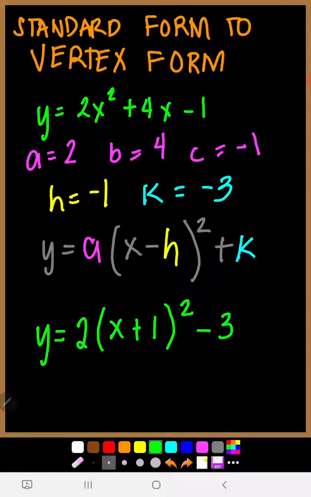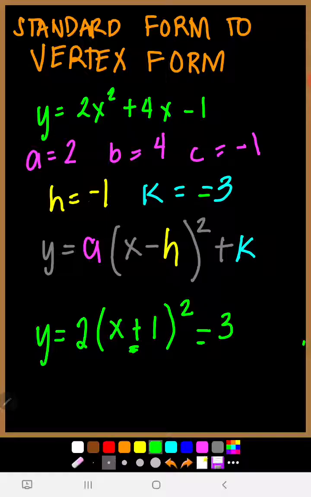So, in short, parang ang papalitan mo ng lagi ng sign. Kapag yung h mo ay negative 1, magiging positive to. Pero kung positive yung h mo, minus yung nandito. Pero yung k, as it is siya. So, kung ano yung sign niya, yun din yung sign niya dito sa vertex form. So, yun na lang para hindi kayo malito.